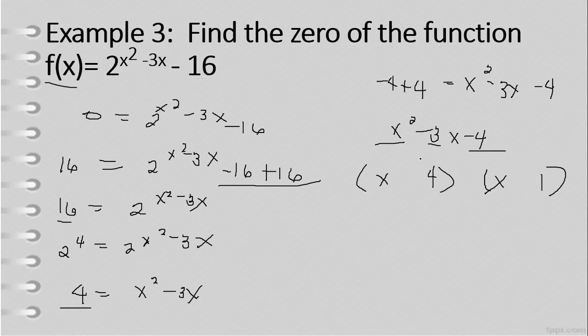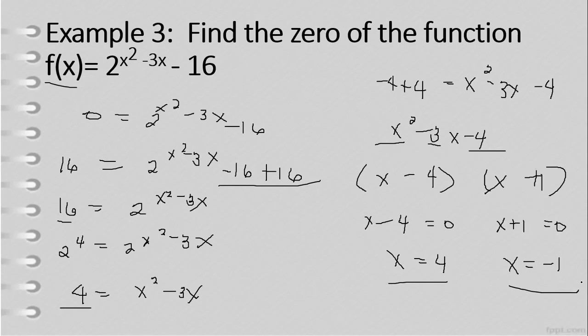And then, since the constant is negative, the bigger number carries the positive sign. x minus 4 is equal to 0, x is equal to positive 4. x plus 1 is equal to 0, x is equal to negative 1. So that's it. Find the zeros of the exponential function.